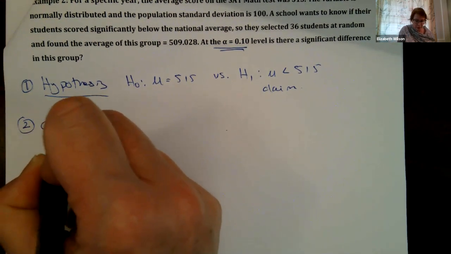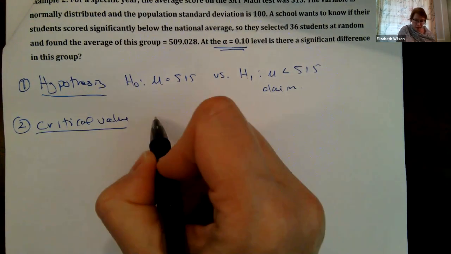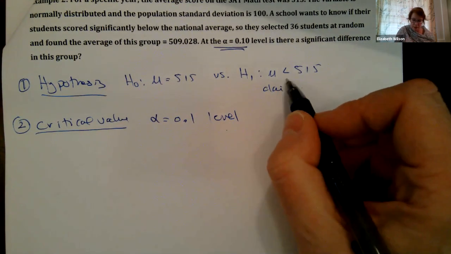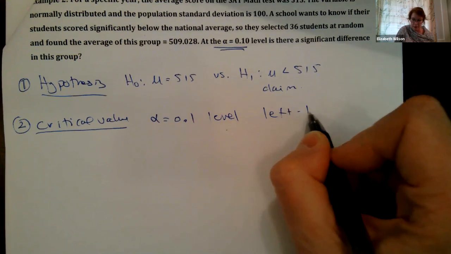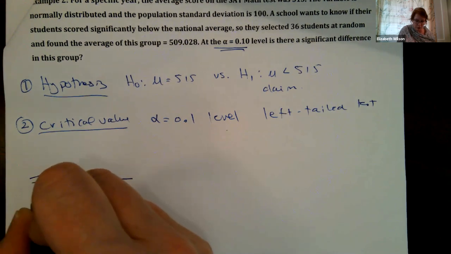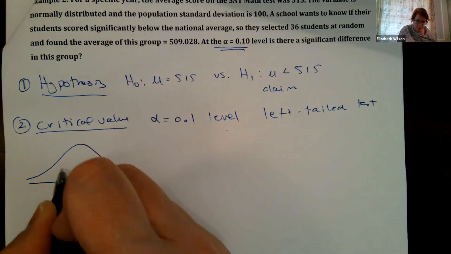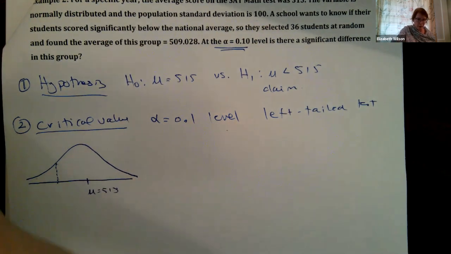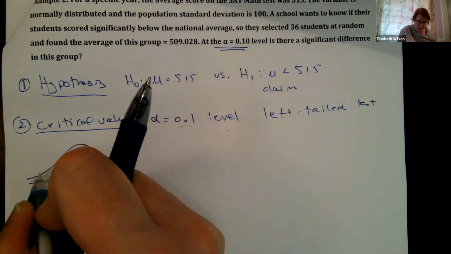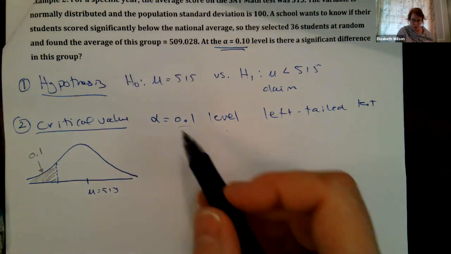I have to calculate my critical value at the alpha 0.1 level. It's less than, so this is a left-tailed test. I'm just going to draw a quick picture so I can visualize. This is my mean equals 515. This is a left-tailed test. The area here is equal to 0.1. That's my area under the curve, which is equal to my alpha.